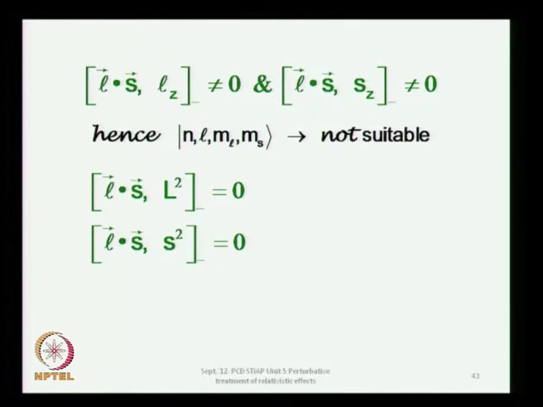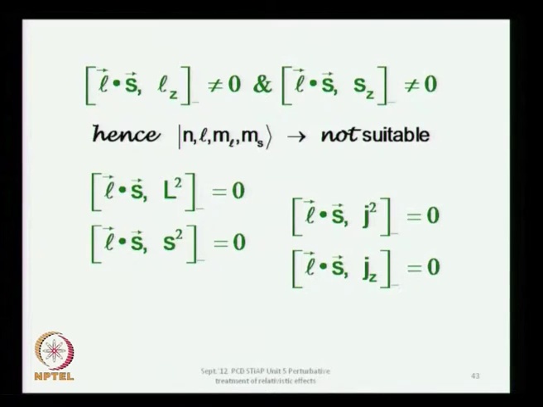but then the L dot S perturbation does commute with L square, it also commutes with S square, and it also commutes with J square and Jz. Now, that immediately tells us what the appropriate basis is, because L dot S can be diagonalized simultaneously with J square and Jz. So, n, L, J, Mj will be the appropriate base vectors.